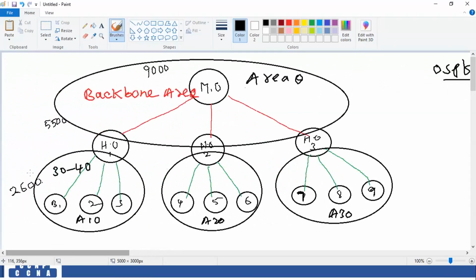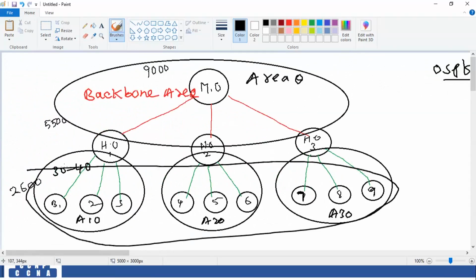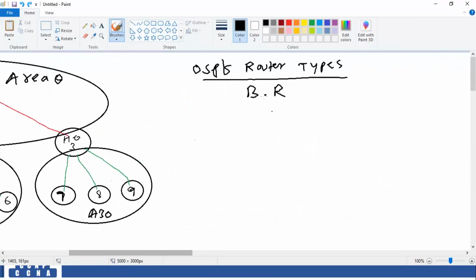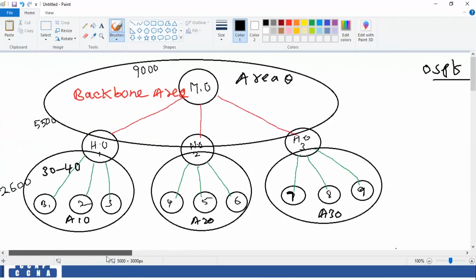Routers which belong to a non-backbone area, meaning area 10 routers, area 20 routers, area 30 routers, those routers we call IR, internal routers. Non-backbone area, or we can call it a regular area. Regular area means non-backbone areas. So those routers we call IR, internal routers.